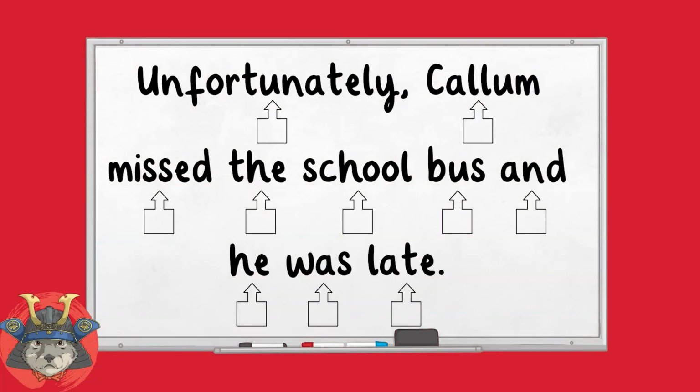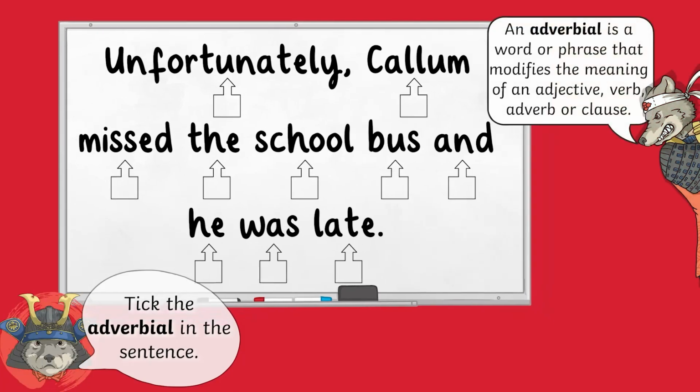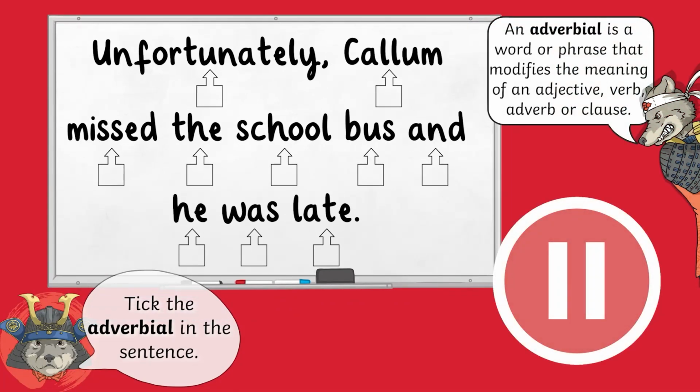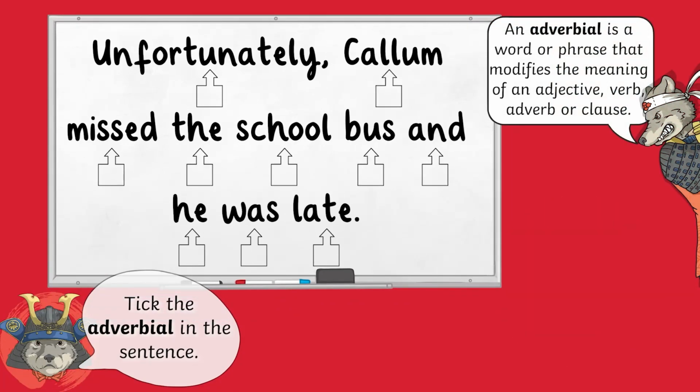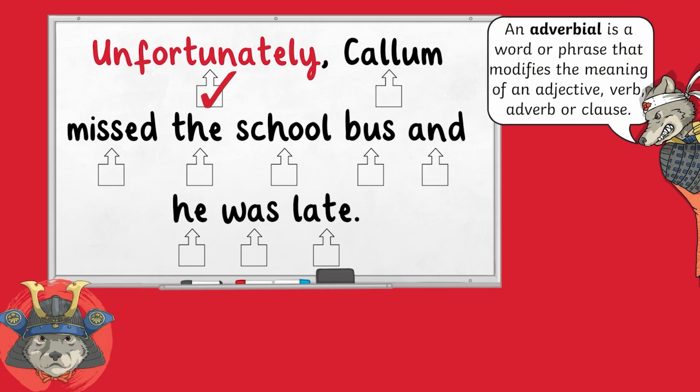Now let's look at the next sentence. Tick the adverbial in the sentence. Unfortunately, Callum missed the school bus and he was late. Pause the video and press play when you're ready. Did you spot the adverbial? The answer was unfortunately. This describes how it was unfortunate that Callum missed the school bus. It's an adverbial of manner. Well done if you got that one correct.